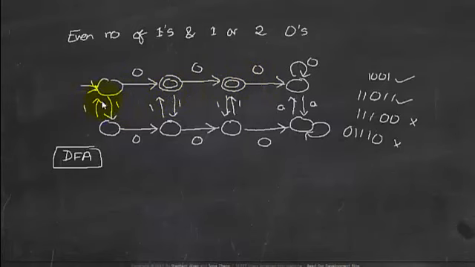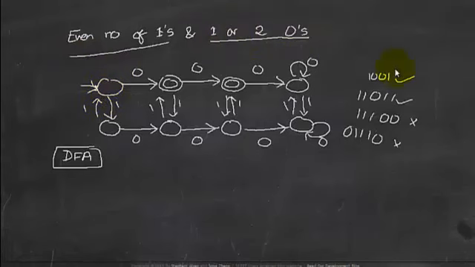So how do we handle an even number of ones? When we encounter one, we go to this state, and when we encounter another one, we go to this state, right? So we keep on exchanging position between the two states. These two conditions have to be fulfilled in order to reach the accepting state.